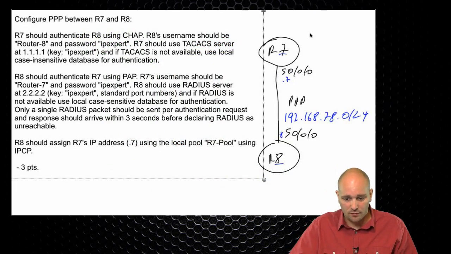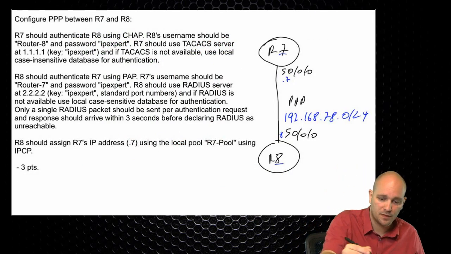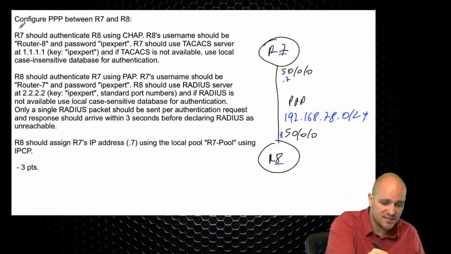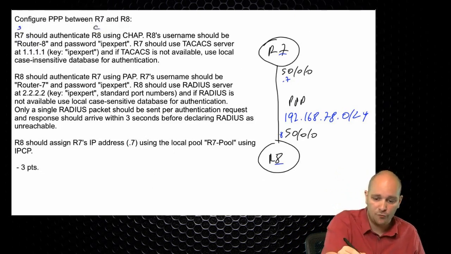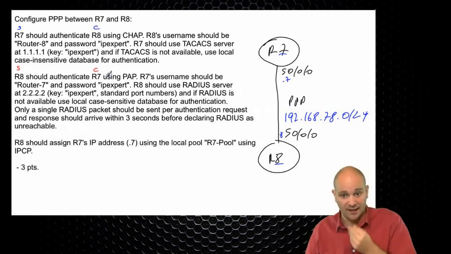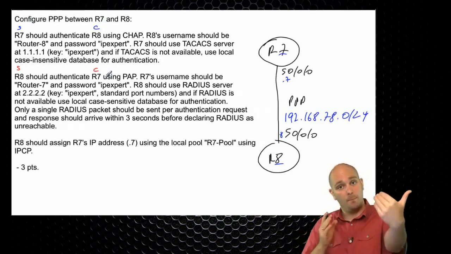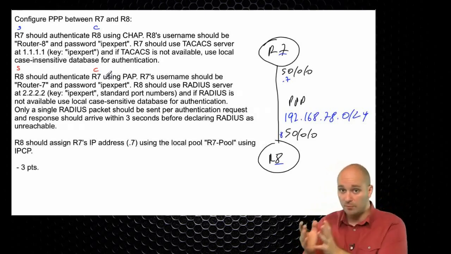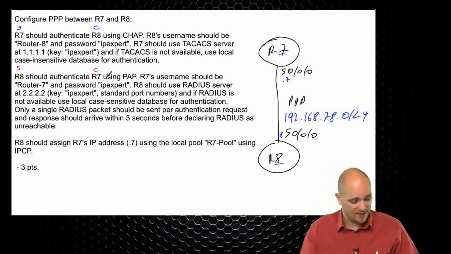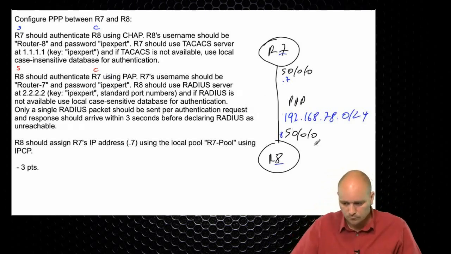So we can conclude from this here that for this stuff here, R7 is the server and R8 is the client. For the other case where R8 should authenticate R7, this is the server and R7 is the client. So we have to configure bidirectional authentication using different protocols, with different routers being the servers and clients. So let's go ahead and do that.